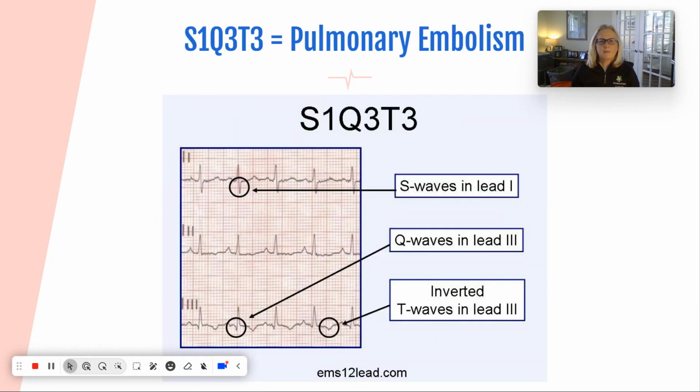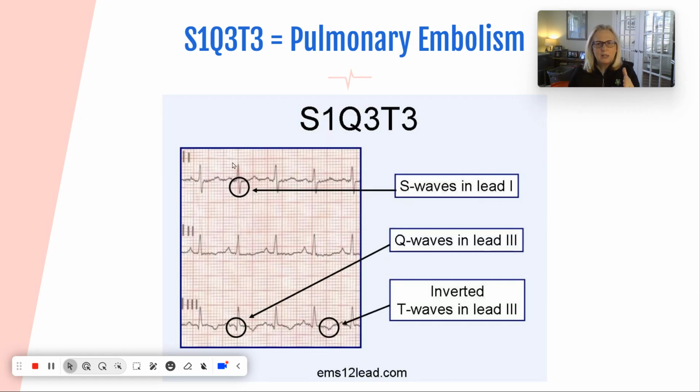So let's take a look. This is what it looks like. Our S wave, S1, the S wave in lead 1, is going to be very deep, much deeper than normal. Then we go down to Q3, which is our Q wave. It looks kind of like a pathological Q. Remember, pathological Q was a little bit deeper, a little bit wider. This looks very similar to that. And then in lead 3, you will also have an inverted T wave, upside down. So just remember this formula: S1, Q3, T3.